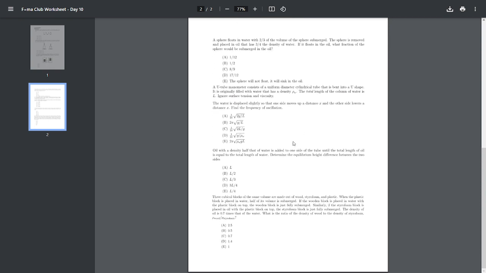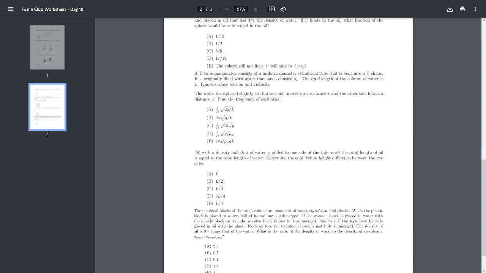All right, so next, and I forgot to write this down, but these two questions are part of the same set. Okay, so: a U-tube manometer, big term, consists of a uniform diameter cylindrical tube that is bent into a U shape. Thank you, FMA, for making your vocabulary as confusing as ever. It is originally filled with water that has a density of rho of water.